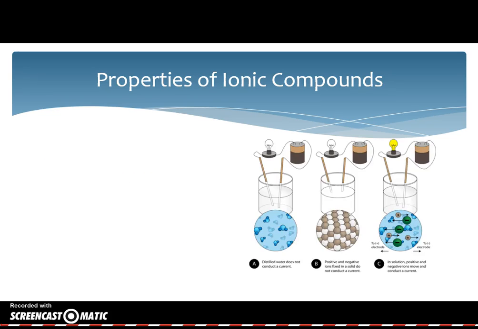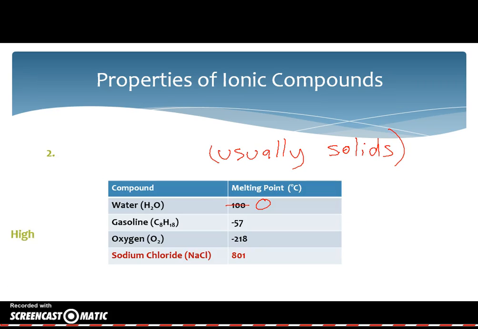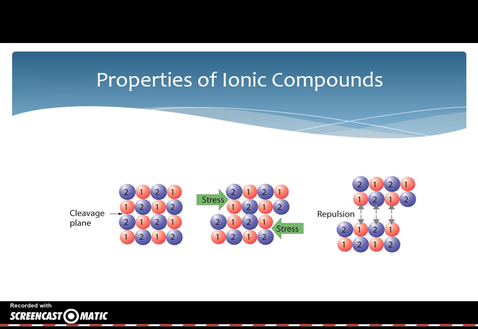So those are your four properties of ionic compounds, just for review. They have crystal structures. They have high melting and freezing points. They are electrically conductive when dissolved or melted. If you were to heat sodium chloride up to over that 800 degrees Celsius mark, it would be electrically conductive there as well. And the other one is that they are brittle.